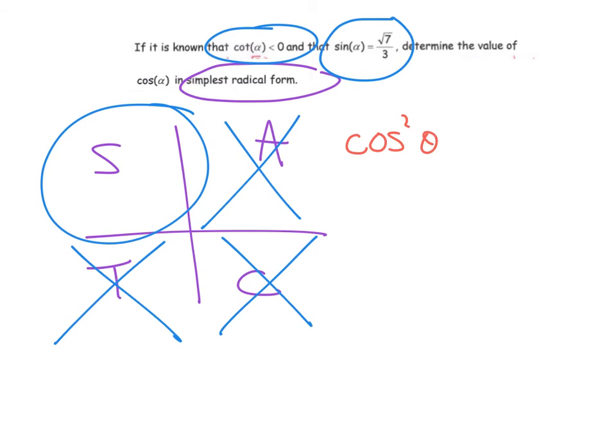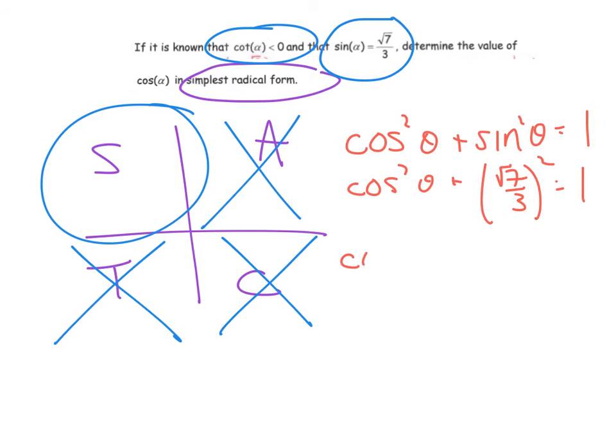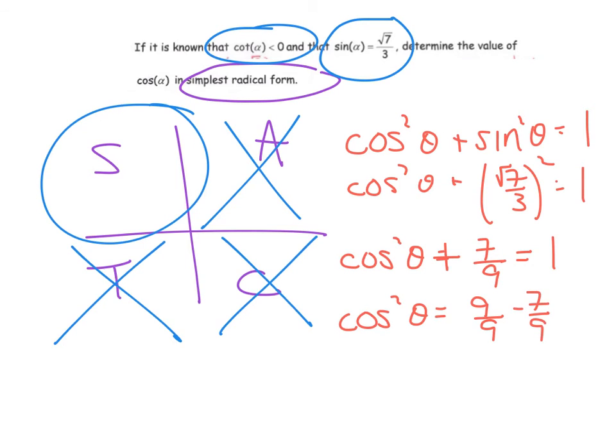Cosine squared plus sine squared equals 1. So cosine squared theta plus, substitute in, radical 7 over 3 squared equals 1. So cosine squared theta equals, when I square a radical, that just eliminates it, and 3 squared is 9. Whoops, that was a plus, sorry, equals 1. So again, no calculator needed. I'm going to call this 1 really 9 over 9, and I'm going to subtract 7 over 9. So I get cosine squared theta equals 2 over 9.